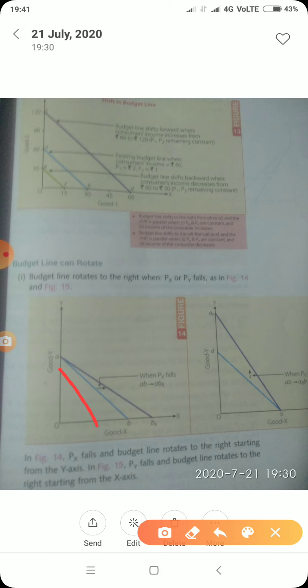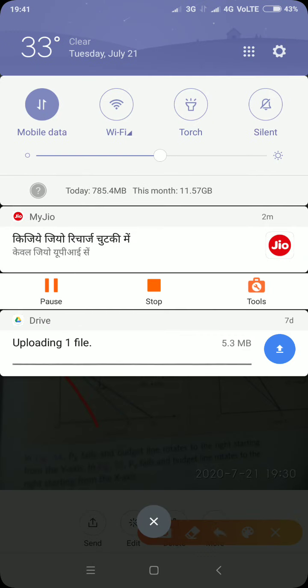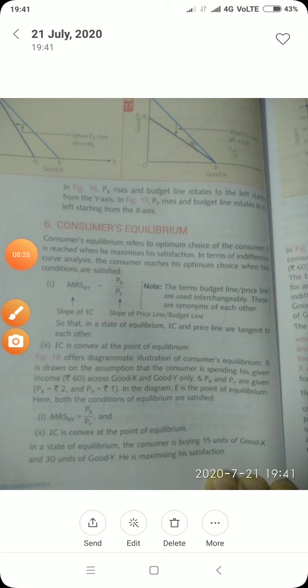Now, after this concept, we have the consumer's equilibrium. Again, what is consumer equilibrium? Consumer equilibrium refers to the optimal choice of the consumer. It is reached when he maximizes his satisfaction. So over here, equilibrium means a situation when the consumer is having a balanced state of mind. That is, out of whatever choices he has made, he is able to get the maximum satisfaction.